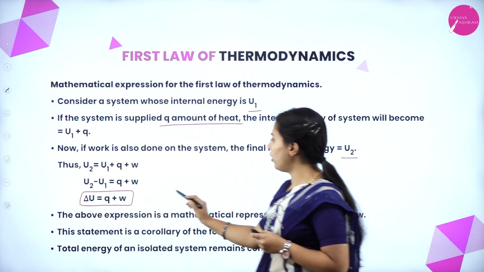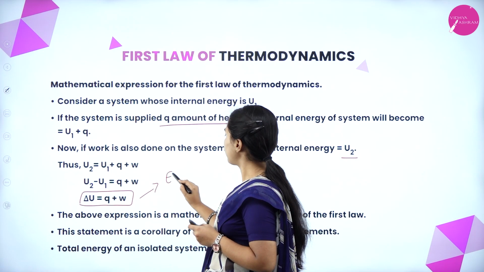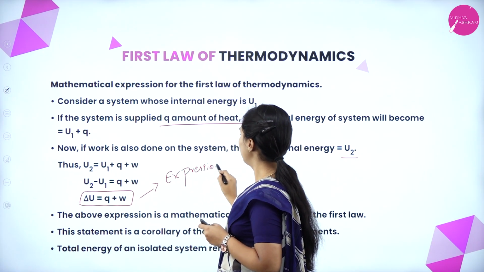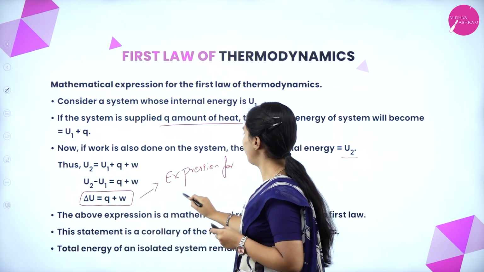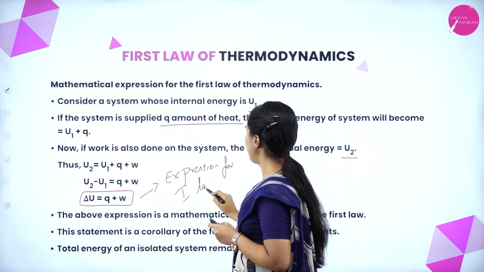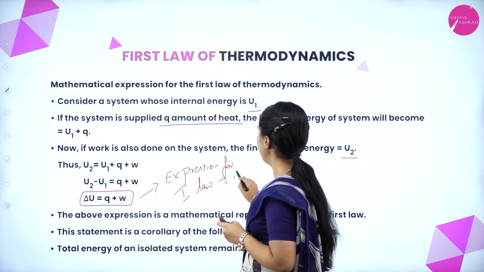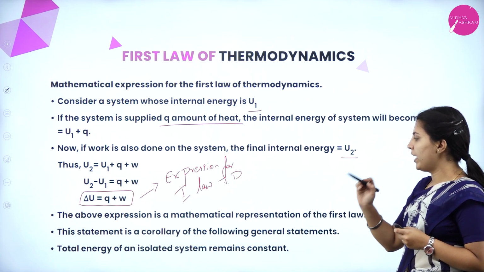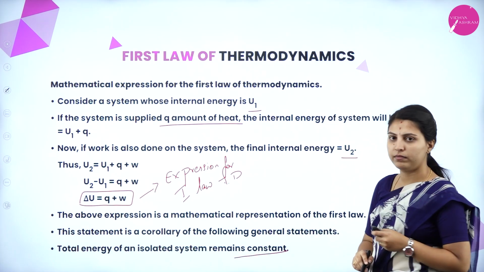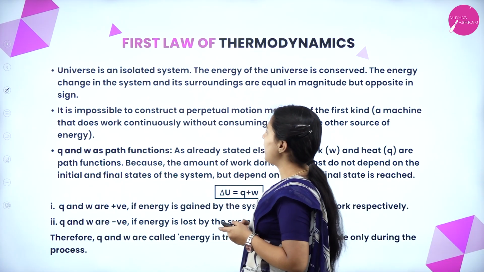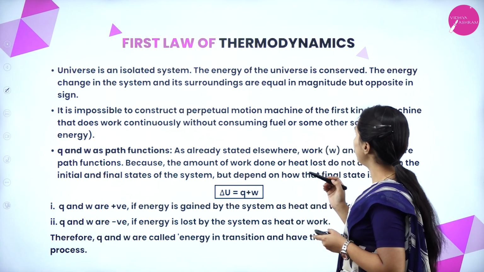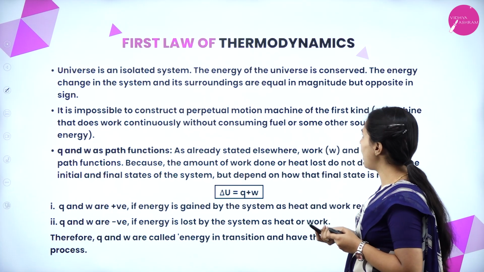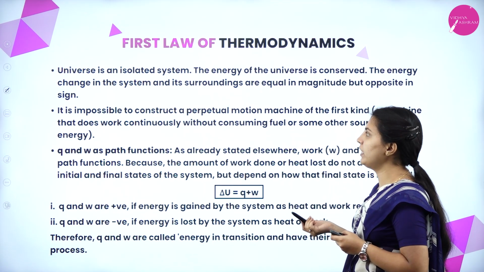This is the expression for the first law of thermodynamics. The total energy of an isolated system remains constant. The universe is an isolated system. The energy of the universe is conserved. The energy change in the system and its surroundings are equal in magnitude but opposite in sign.